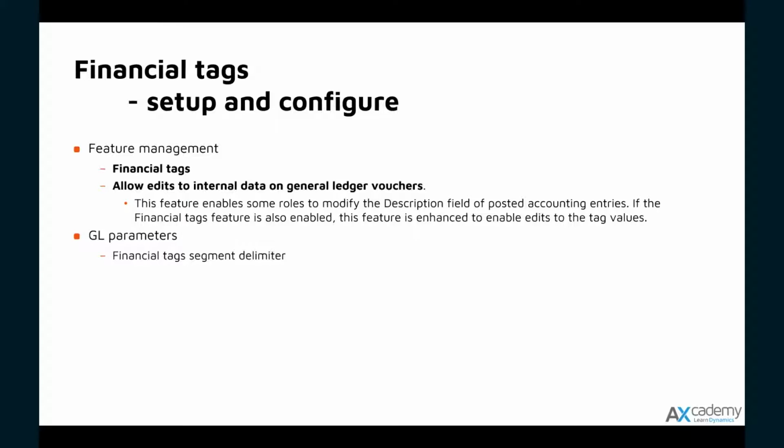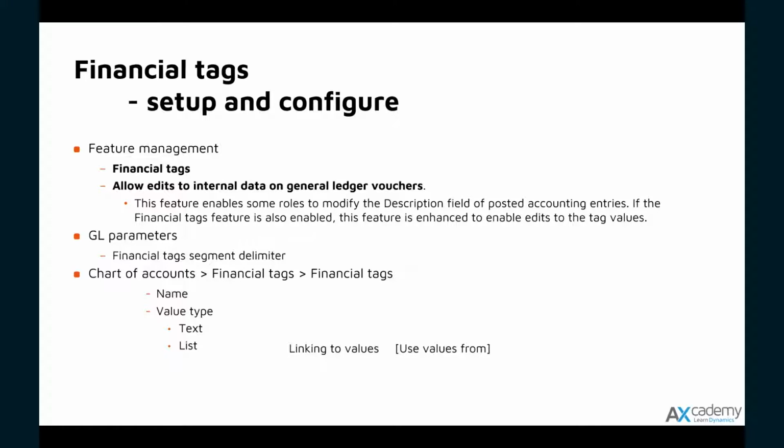So in general ledger parameters, a few things to set up. The segment delimiter, pretty much like the financial dimensions. You would set up the financial tax and job account financial tax, and then you would define a name, what the value type would be. If it's a free text field, no lookup, no drop down. If it is a list, you're linking to values, you use values from bank accounts or whatever you're going to do. Or if it's a custom list, pretty much like financial dimensions type custom, you add the values yourself. And then, of course, if it's active or not. The use value from is an additional field which is only available if you have selected the value type to be of the type of list.